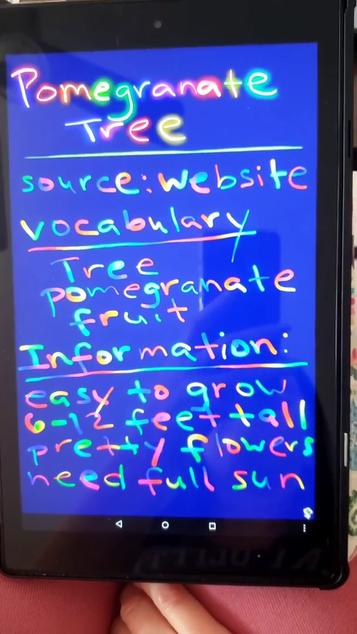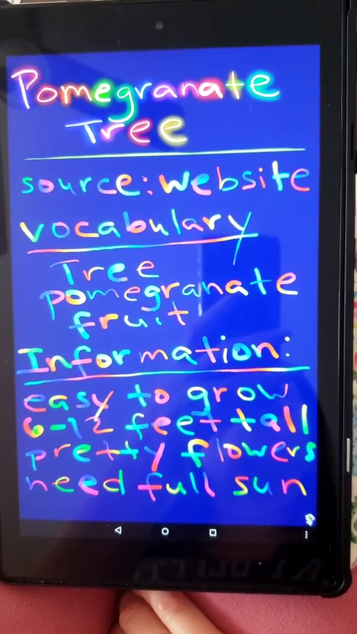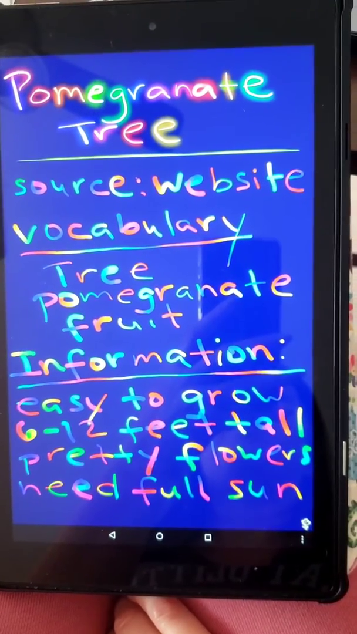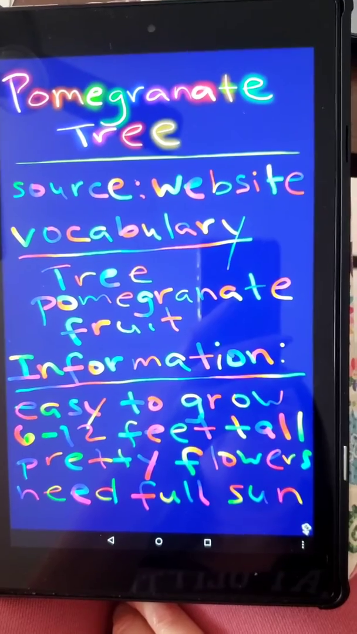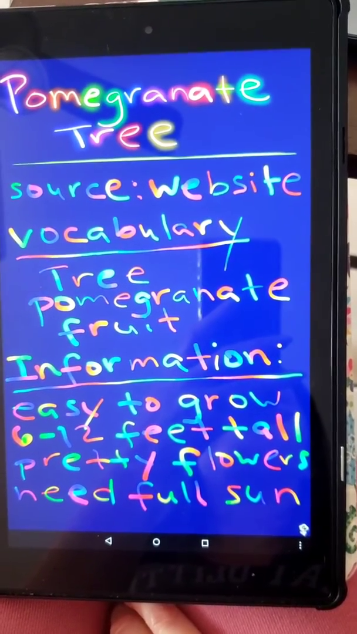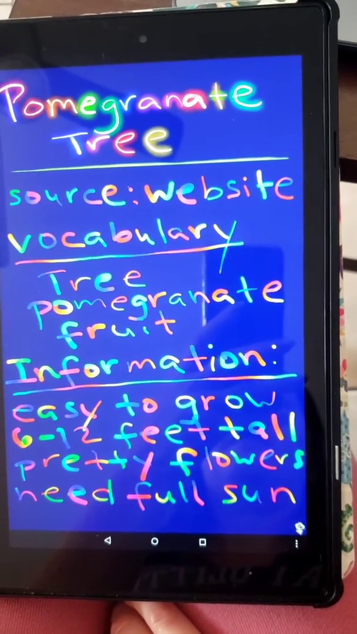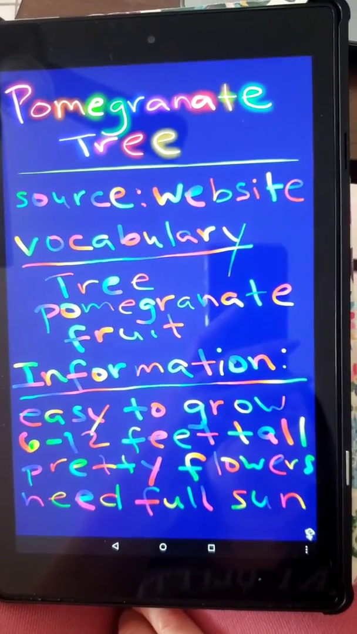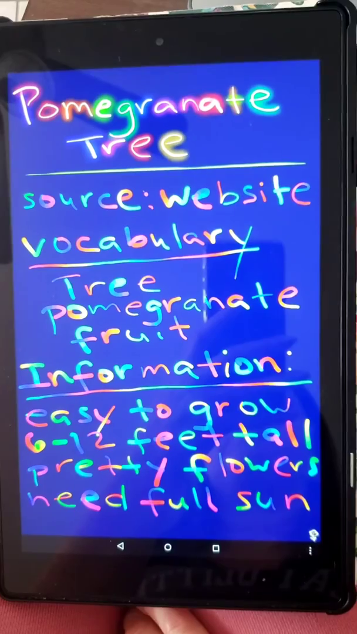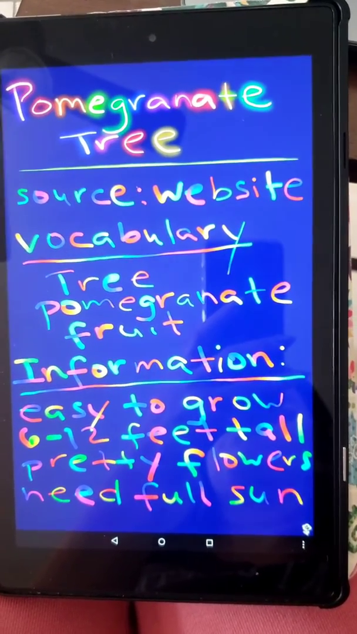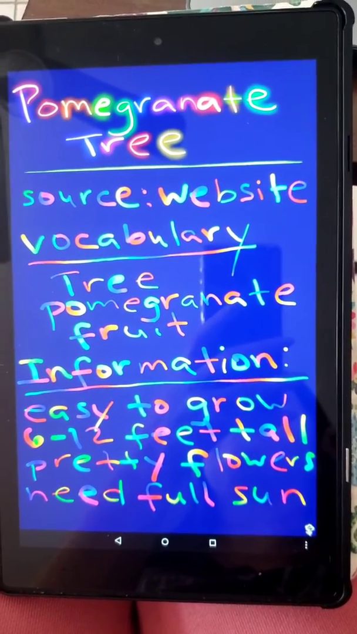And some information I documented was that pomegranate trees are easy to grow. They can grow to be 6 to 12 feet tall. They have pretty flowers and they need full sun. So that's some good information to start writing a research paper or to do a project on pomegranate trees.